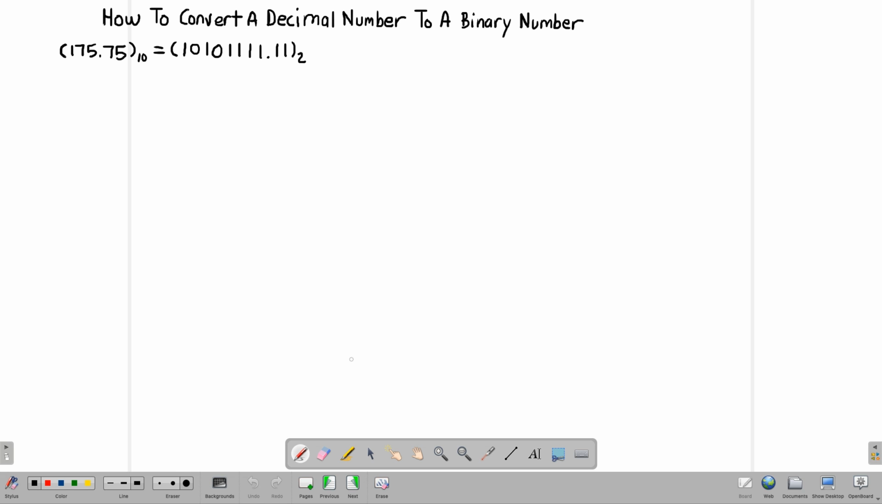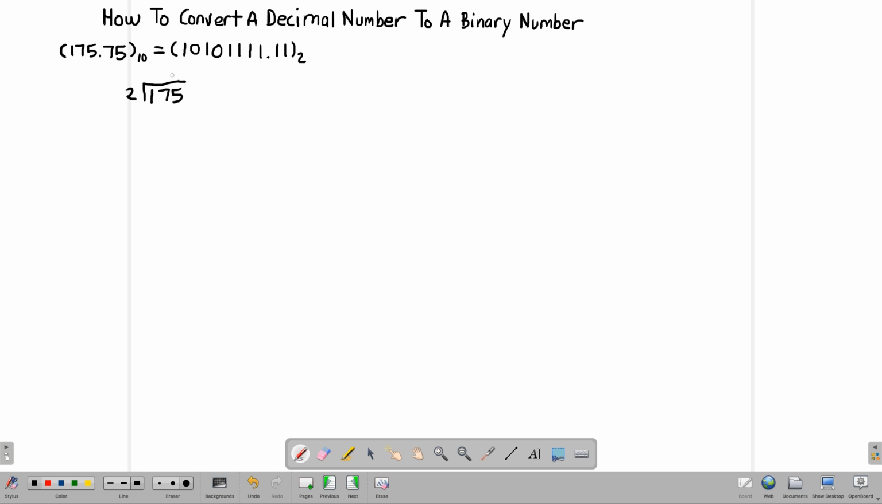Now we have to do this a little bit differently here. Since this is a decimal, we're going to take the integer portion and perform the computation that we did in the previous example. So 175 would be divided by 2 until we reach 0. But when we get to the decimal part, the 0.75, we have to do the opposite of division, which is multiplication. You'll see in the computation. So let's begin. We start off, we have 2 divide into 175.